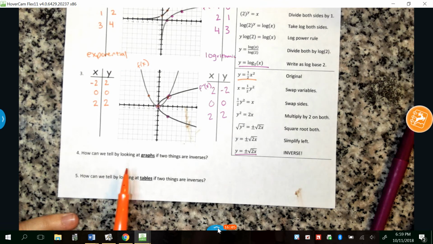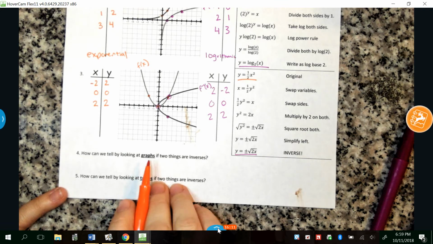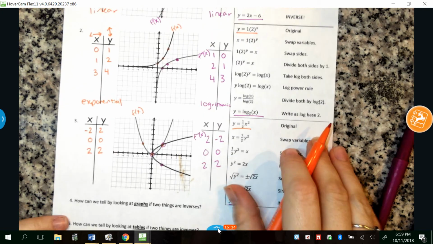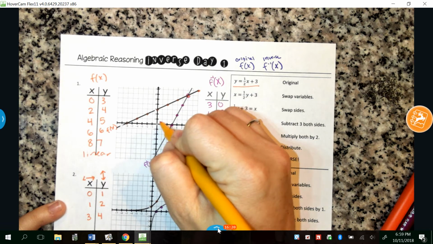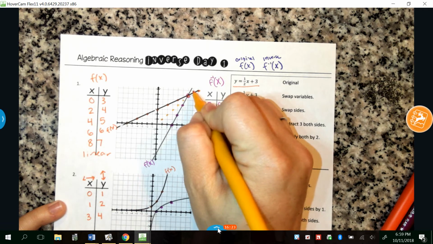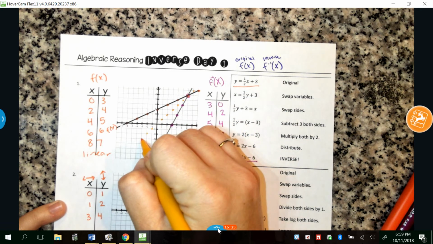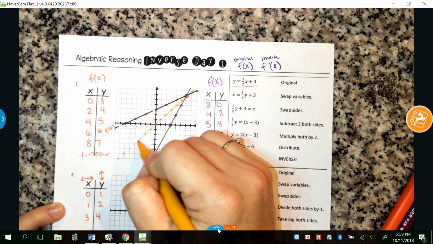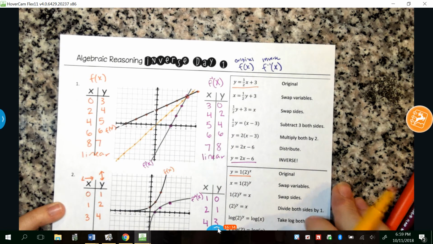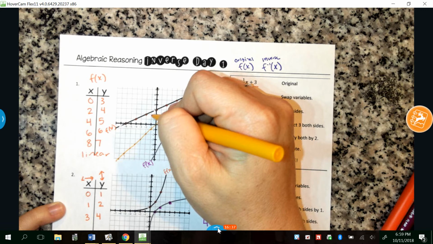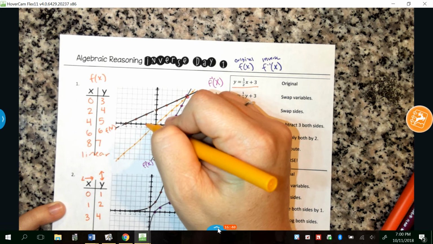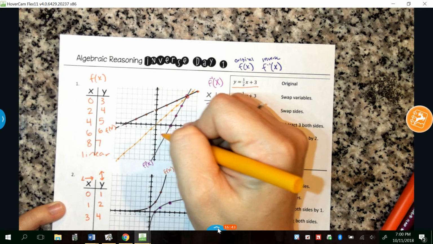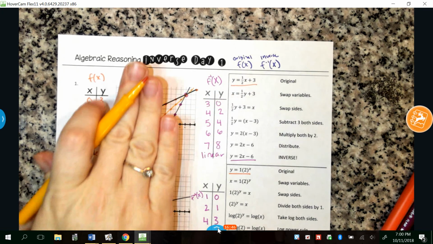So it says, how can we tell by looking at graphs if two things are inverses? Looking at the graphs, I want you to realize, going back at these, I can plot the y equals x. Remember, it's just when they're equal. It cuts it directly in half. It flips over this yellow line I drew. If you notice, this is up 1, 2, 3, or we'll do a pretty point, 1, 2, 3, 4 is over 1, 2, 3, 4. So it kind of flips diagonally.